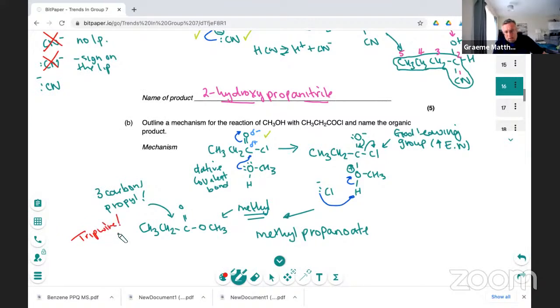I always like using the phrase tripwire. Watch out for the three carbons, especially this one. What they're hoping you don't see is the third carbon, which is the carbonyl. The other one they're hoping you don't see is this bit here, where the chloride ion comes in and picks up the proton. This is your other tripwire.